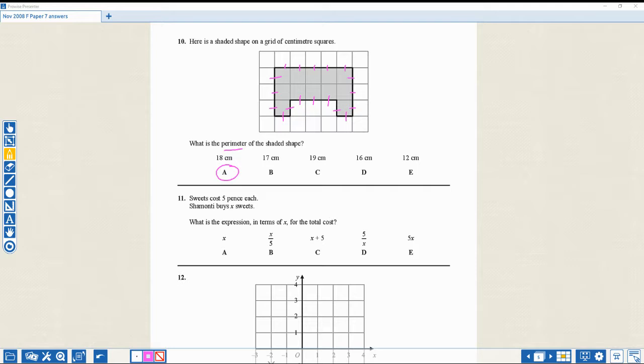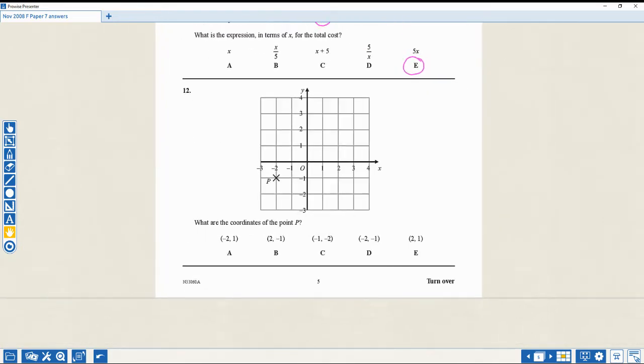Remember, perimeter is the distance around the outside of the shape. Question 11, sweets cost 5 pence each. Shamanti buys X sweets. So what's the expression for the total cost? So it's 5 times X. Now when we use algebra, we don't write the multiplication sign, we just write 5X, so 5 lots of X. So the answer there is E.